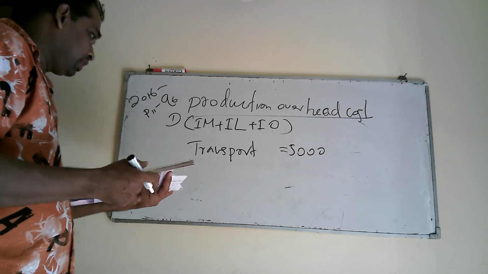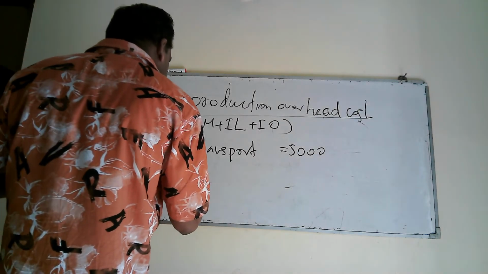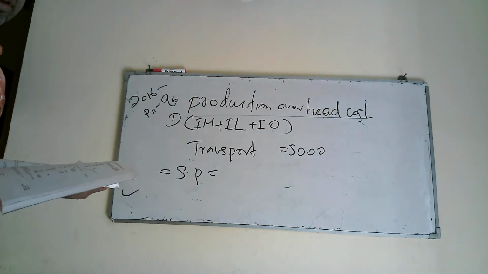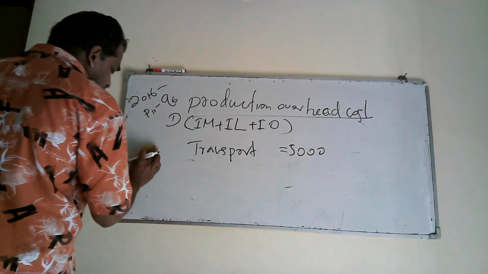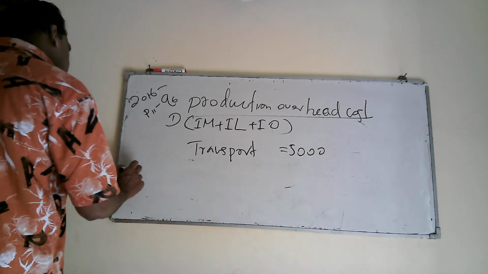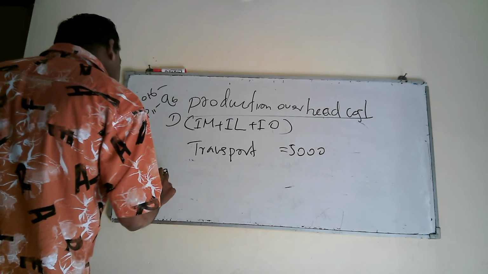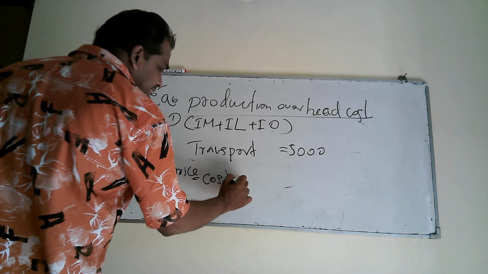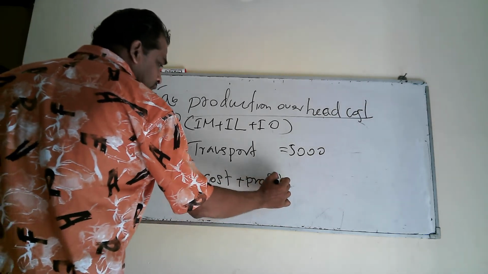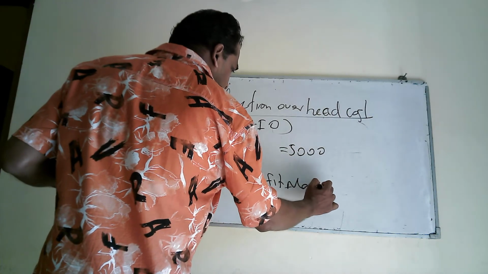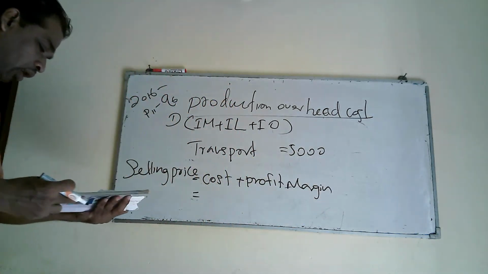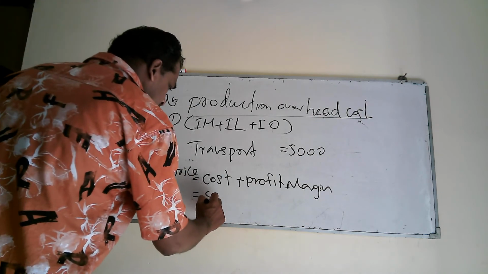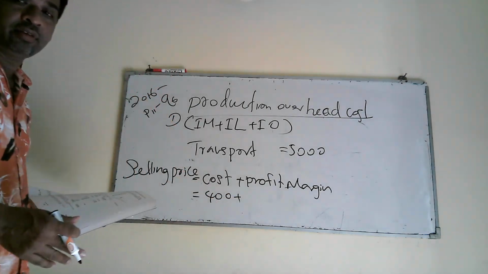Then the selling price per unit. You know, here you are asked to calculate selling price. How to calculate selling price? You know, selling price equals cost plus profit margin. You are given cost. Cost is 400. Production cost per unit is 400. Right? Production cost is 400.